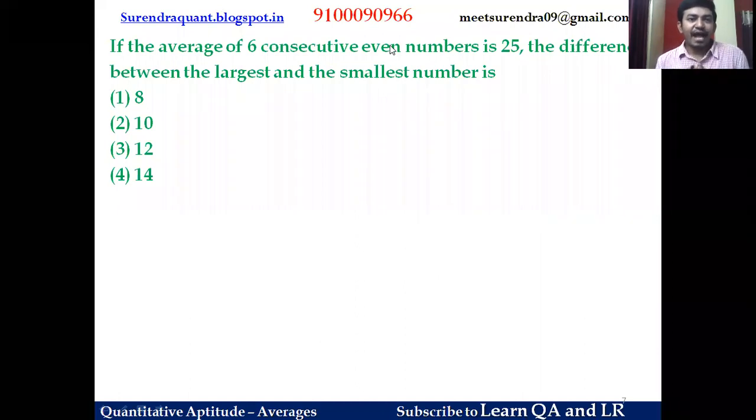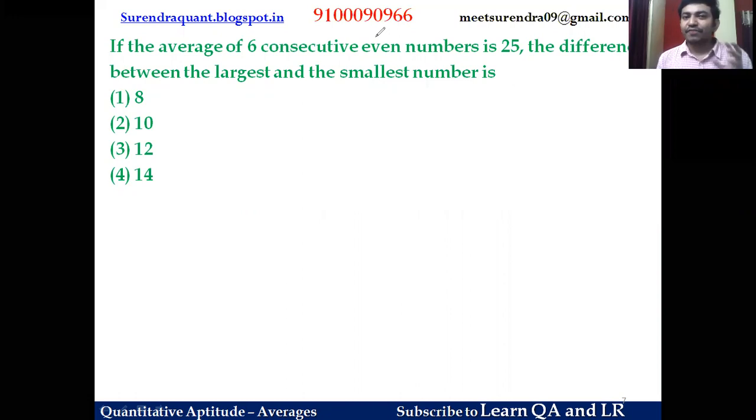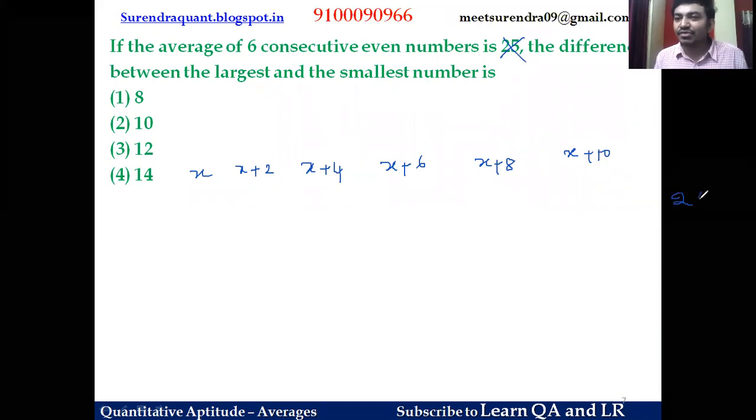Okay. If the average of 6 consecutive even numbers is 25, the difference between the largest and the smallest integer is what? So friends, trust me, no need to worry about this number here. Why? I'll tell you. If I take the 6 consecutive even numbers, x, x plus 2, x plus 4, x plus 6, x plus 8, x plus 10. Between consecutive even numbers, the difference is 2, right? If I take the even numbers 2, 4, 6, 8, and so on, what is the difference, friends? The difference is 2.